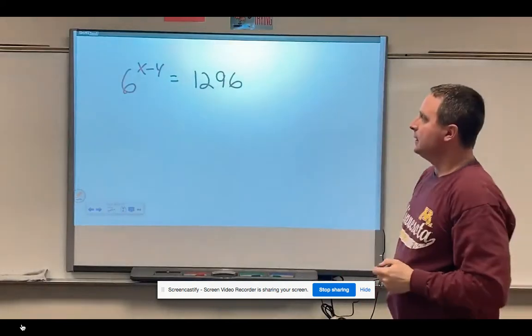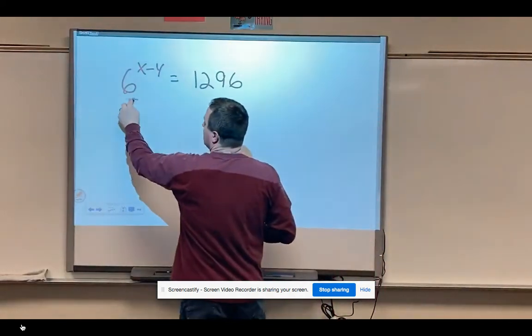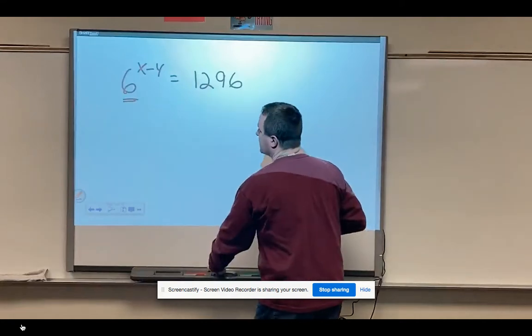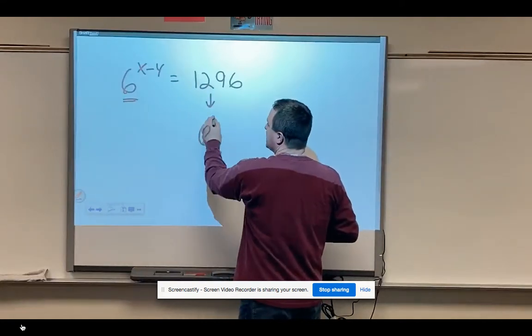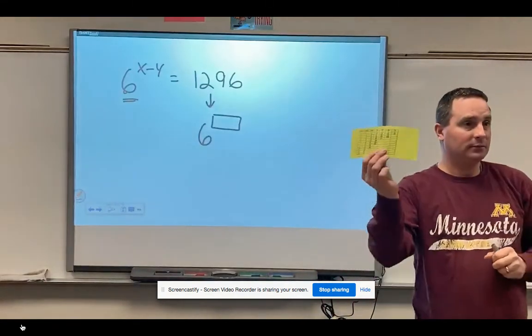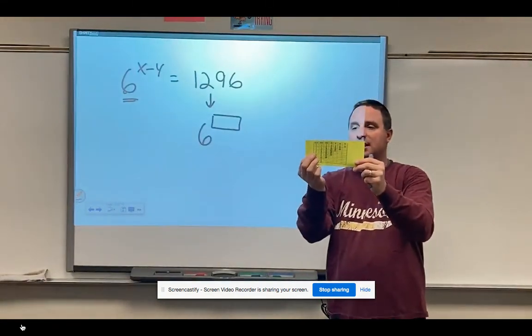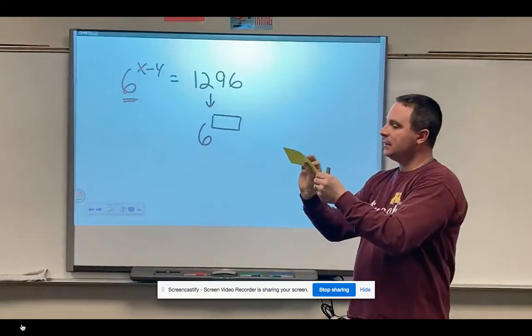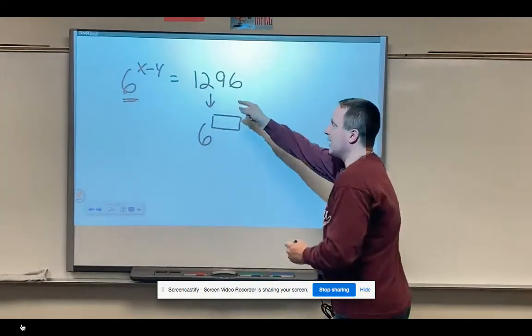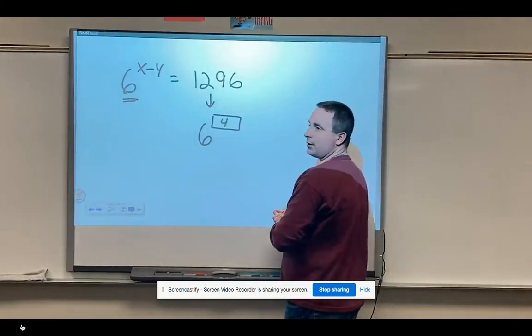Okay, well, I'm going to check this. Can 1,296 be written as 6 to some power? If I look at my yellow sheet here, I have a piece of paper, I go down to 6, and I go across the row. Yeah, it's in the 4th column. So I can rewrite that as 6 to the 4th.